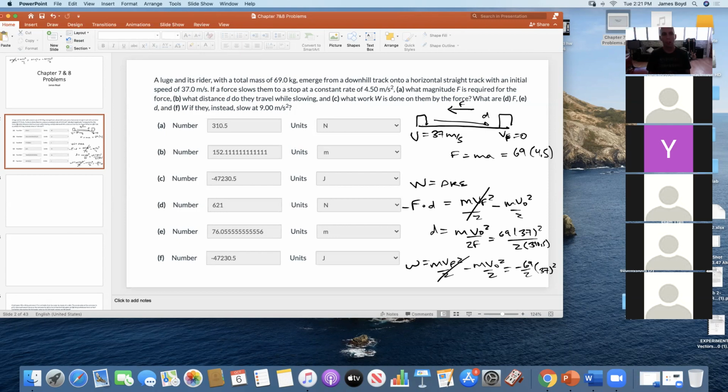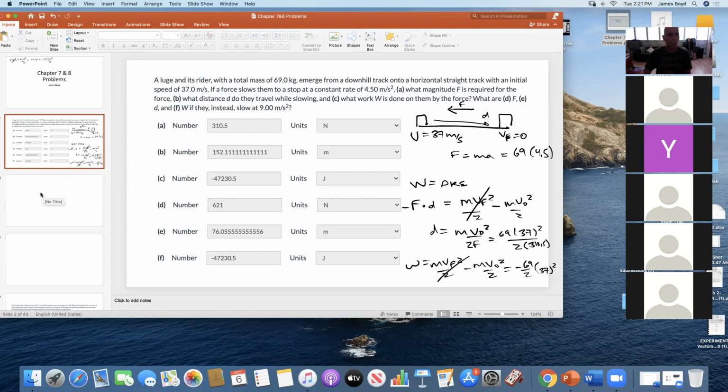That should be easy to see. And then, I'm sorry, our work is not doubled. Why isn't our work doubled? Oh, because it slows in half the time. I better do those ones.